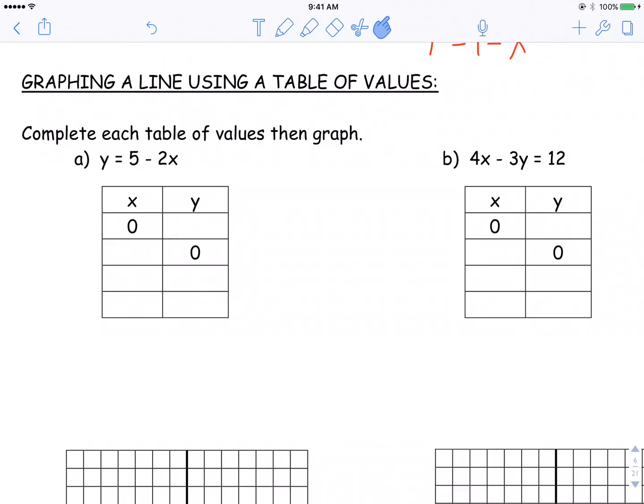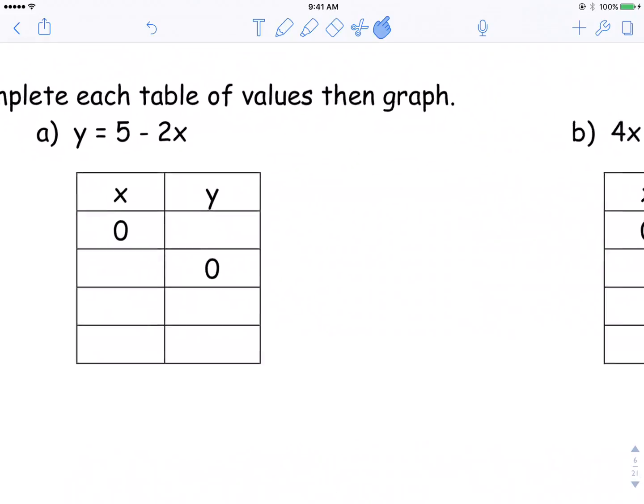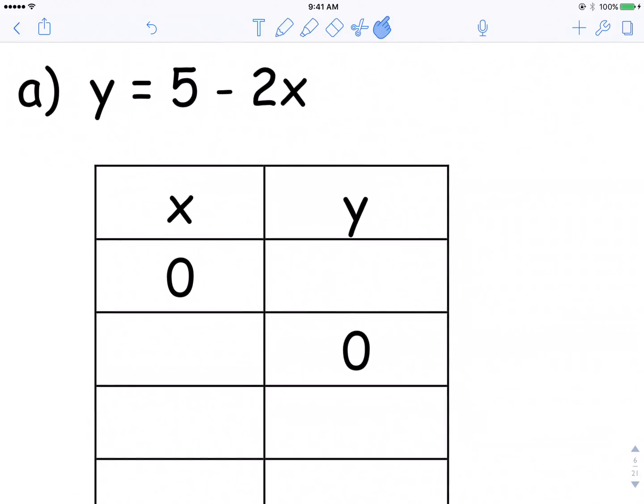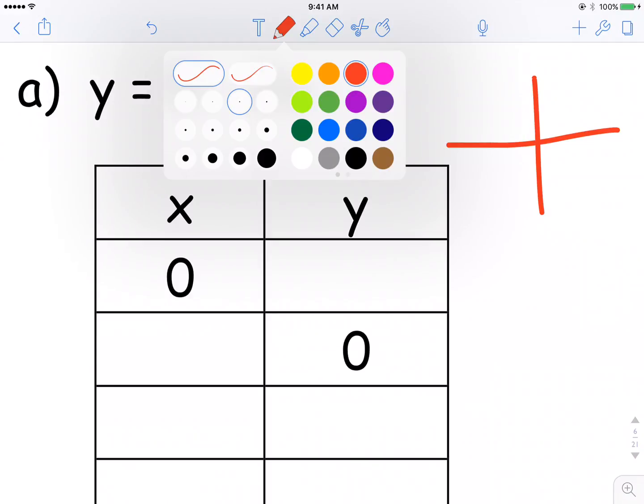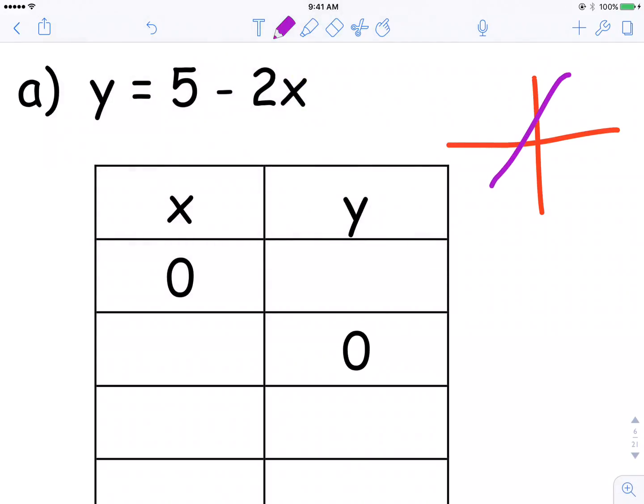So it's a matter of choosing some values, substituting into the equation, finding the corresponding missing value, and then plotting those points. Now there's two special values that we can always look at. Those values are what we call the x and the y intercepts. Where does the graph cross the x and y axis? This here would be called the y-intercept. That's where it crosses the y-axis. This here would be called the x-intercept because that's where it crosses the x-axis.